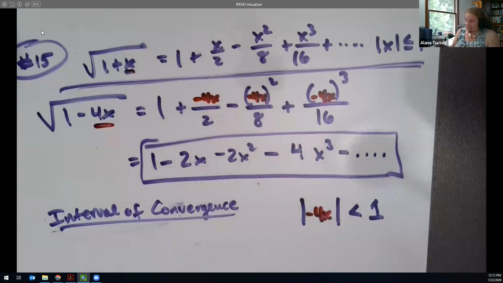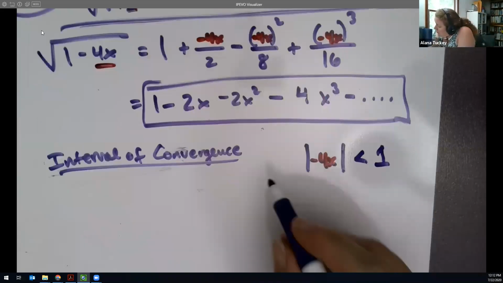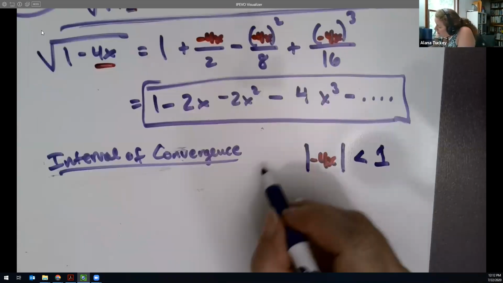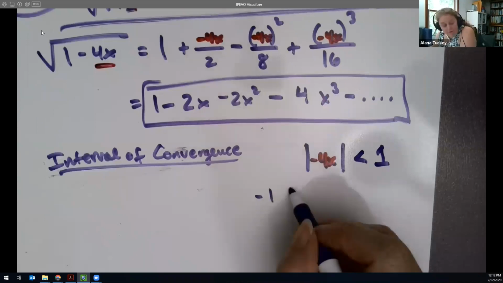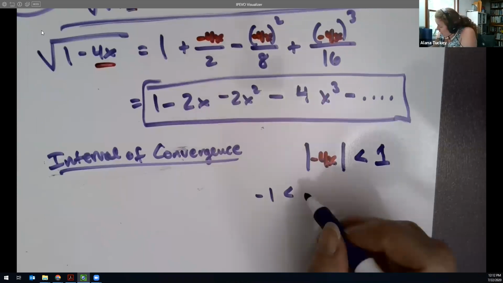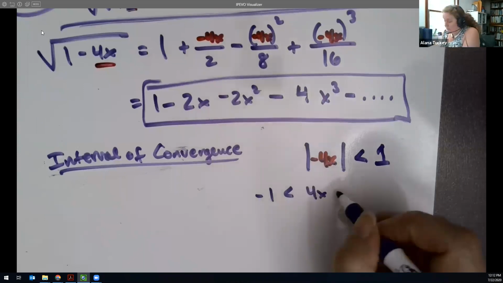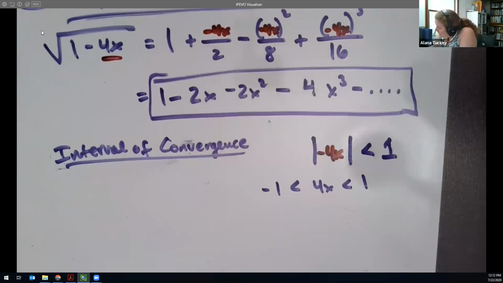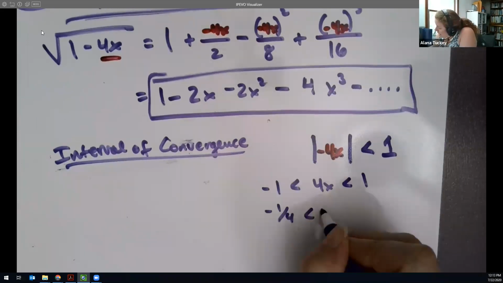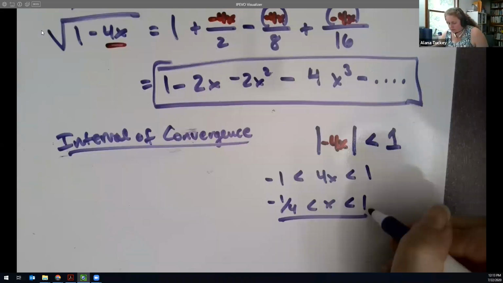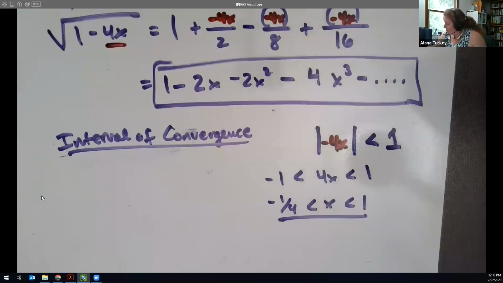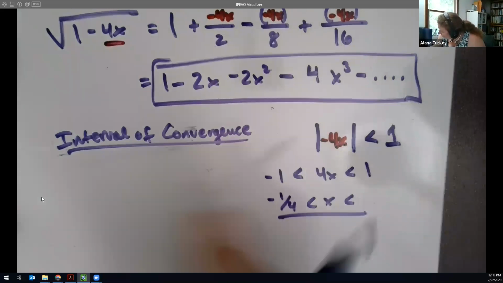Yeah? So that means that negative 1 is less than the absolute value, so that's just going to turn into 4x, which is less than 1. So that means that negative 1/4 is less than x, which is less than 1/4. Okay, that's the interval. Oh, 1/4. Geez Louise. I passed my 2-hour mark. What can I tell you? All right, so that's 1/4.